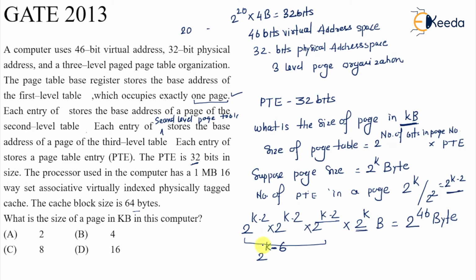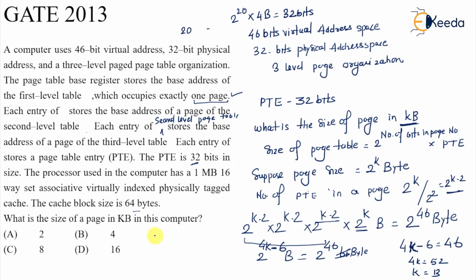So 4k minus 6, with byte cancelled on both sides, is equal to 46. The 4k minus 6 is equal to 46. So 4k will become 52. K will become 13. Okay, so k will become 13 bits.